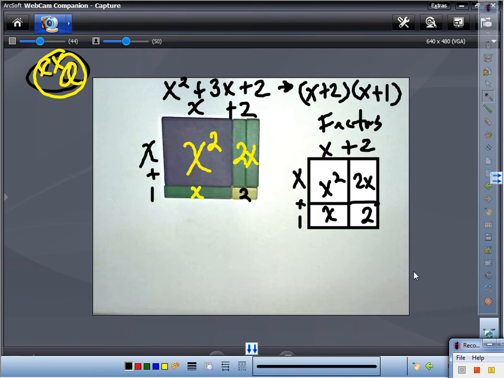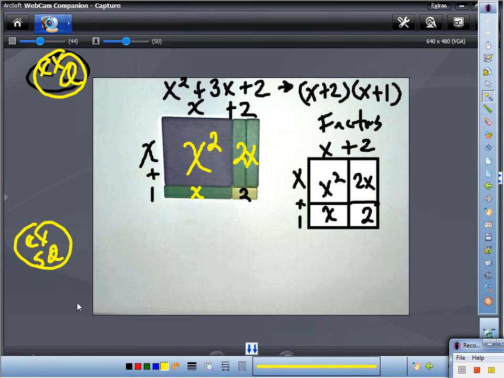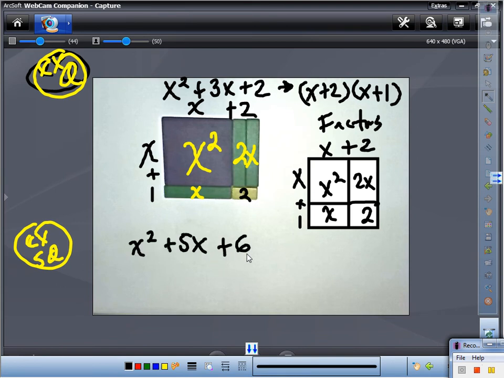Hurry up. No, just what's on the screen. Alright, here we go. Once you're done copying that, underneath that you're going to write example R. And I want you to get in front of you x squared plus 5x plus 6 with your tile. Make it into a rectangle. Once again, keep the yellow ones together. And find me the factors. I'll give you some time. Copy that and go.